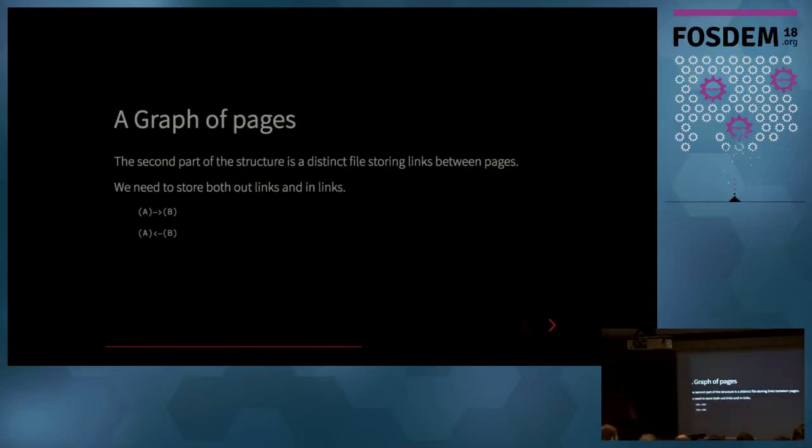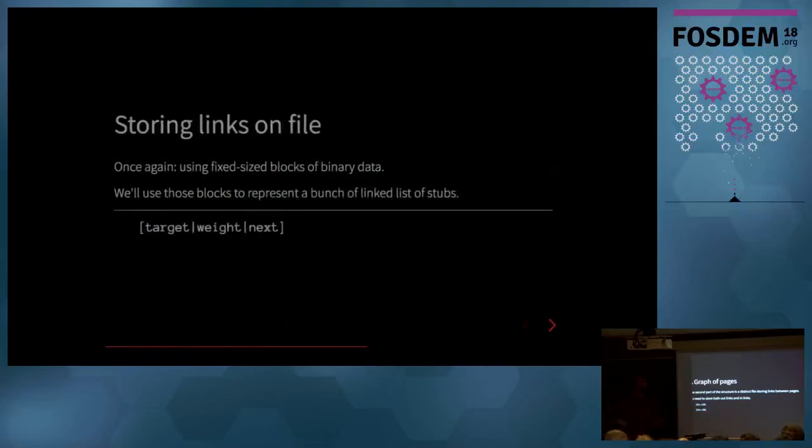So we have a tree, but we also have a graph of pages. How are we going to store this graph of pages? Well, the second part of the structure is actually a distinct file, which is going to store a bunch of linked lists between pages. That's all. We just need to be able to store links out and in. So this page points toward this one, and this one is being pointed at by this one.